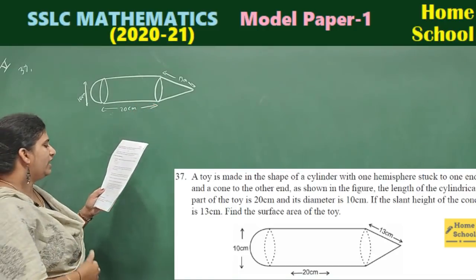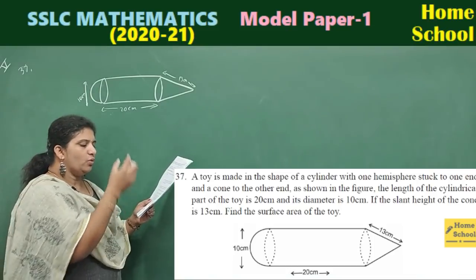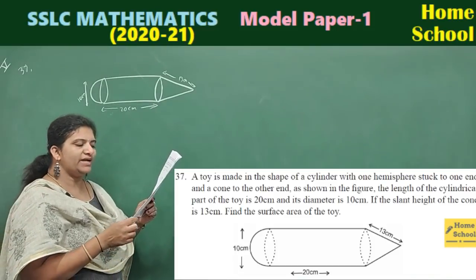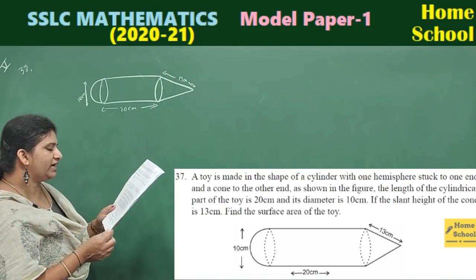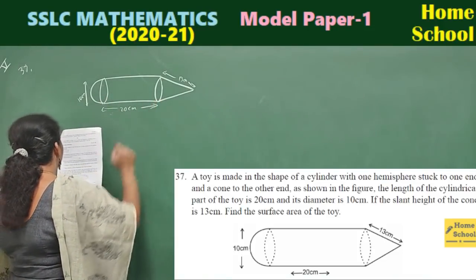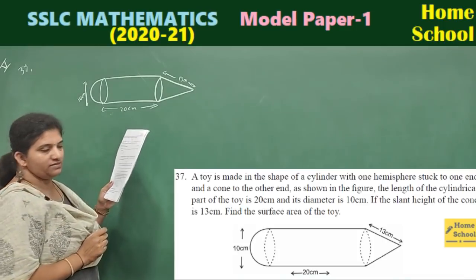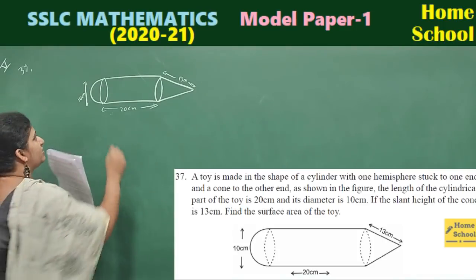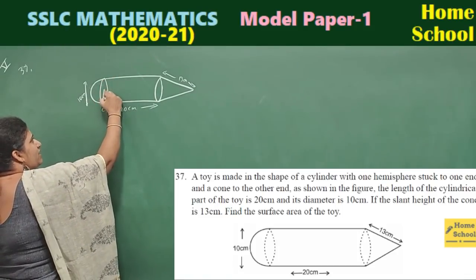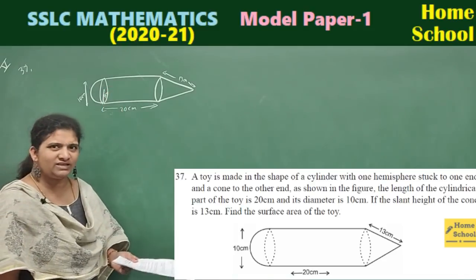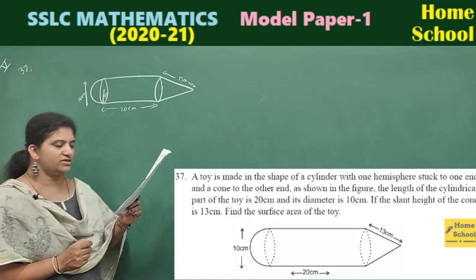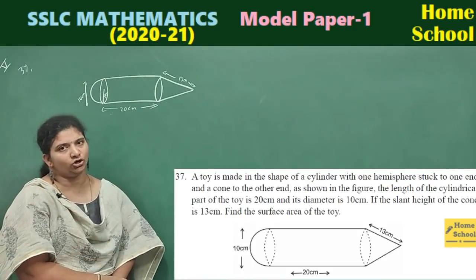Okay, let's read the question. A toy is made in the shape of a cylinder with one hemisphere stuck to one end and a cone to the other end, as shown in the figure. The length of the cylindrical part of the toy, from here to here, is 20 centimeters and its diameter is 10 centimeters. This diameter is 10, so what will be the radius? It will be 5 centimeters, half of 10. If the slant height of the cone is 13 centimeters, find the surface area of the toy.